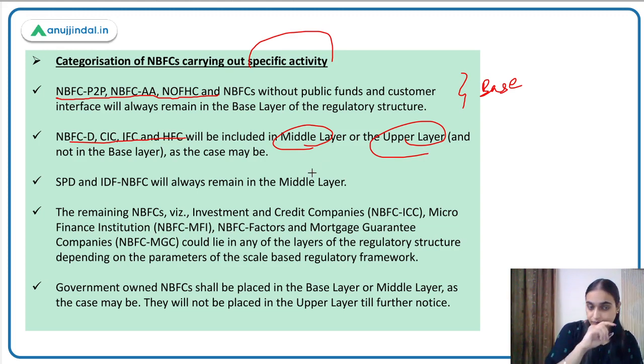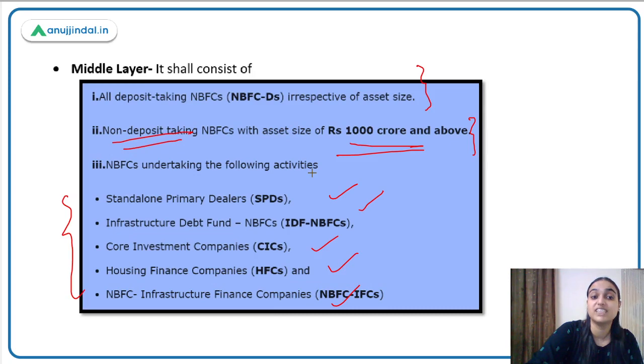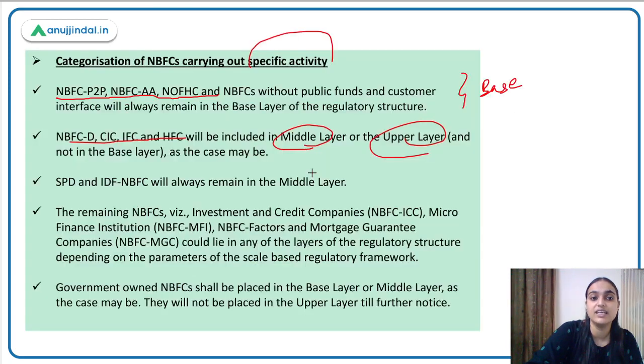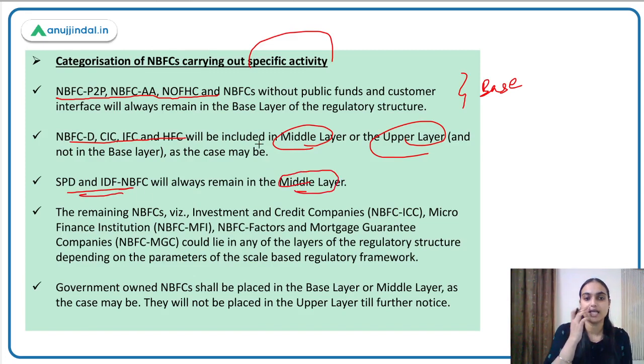Then the other category, like we had this standalone primary dealers and the infrastructure debt fund NBFCs, they will always remain under the middle layer, okay. And then there are some other NBFCs which remain, जैसे कि आपकी इन्वेस्टमेंट एंड क्रेडिट कंपनी है, माइक्रो फाइनेंस इंस्टीट्यूशन NBFCs है, NBFC फैक्टर्स है, मॉर्गेज गारंटी कंपनीज है, they can lie under any of these layers, okay, based on whatever parameters they have to adhere to.